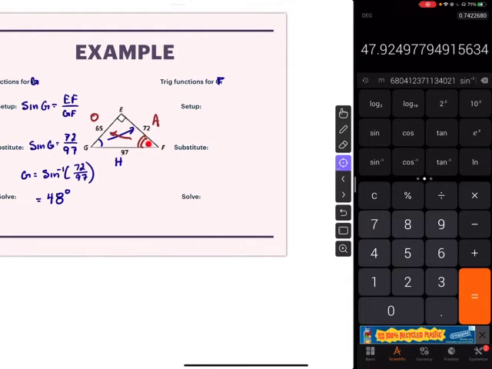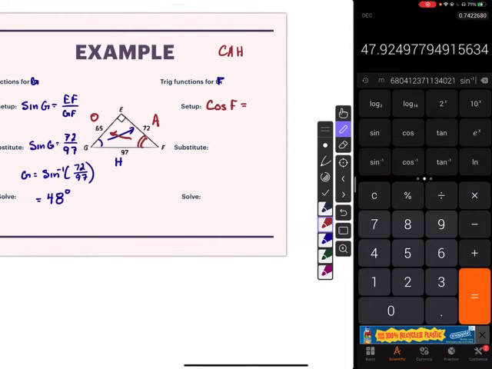If I were you, I would pick a favorite trig function, one that you can always go to. In general, I always use sine just because that is the first trig function. But I'm going to go ahead and use cosine for this one, just so you can see us using the cosine function to solve. So cosine of angle F. If I'm using cosine, that's CAH, so adjacent is 72, which is EF, over hypotenuse, which is GF.